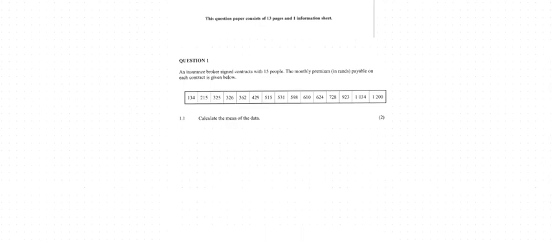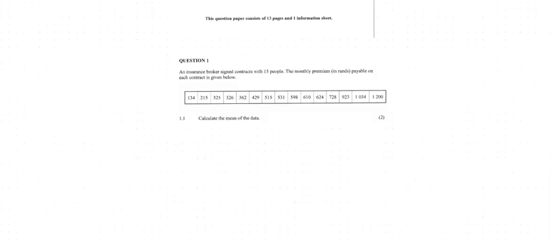An insurance broker signed a contract with 15 people. The monthly premium in rands payable on each contract is given below. This is the contract with 15 people. We have a series of data: 134, 215, 325, up to 1200.